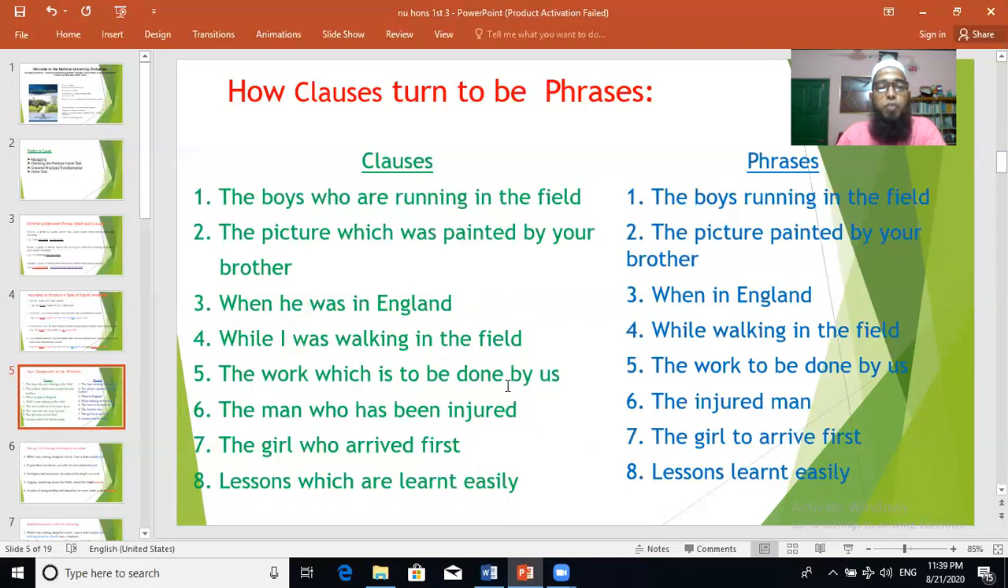The work which is to be done by us; the work to be done by us is a phrase. The man who has been injured is a clause. The phrase is the injured man. The girl who arrived first; the girl to arrive first is the phrase. Lessons which are learned easily is a clause. The phrase is lessons learned easily. Have you seen? So you have to work on this type of clauses more and more to improve your grammatical skills.